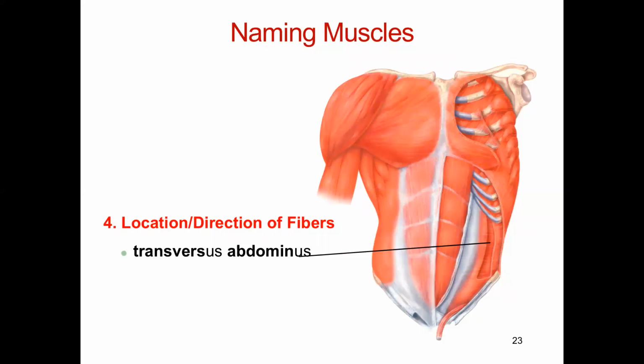The direction of the fibers, so the transversus abdominis, or the transverse abdominis, right? So you've got 4 sets of abdominal muscles. The transversus is the one that transverses the abdomen. Guess what, right? So hopefully that will help you. I'm going to show you a little bit about that in a bit.